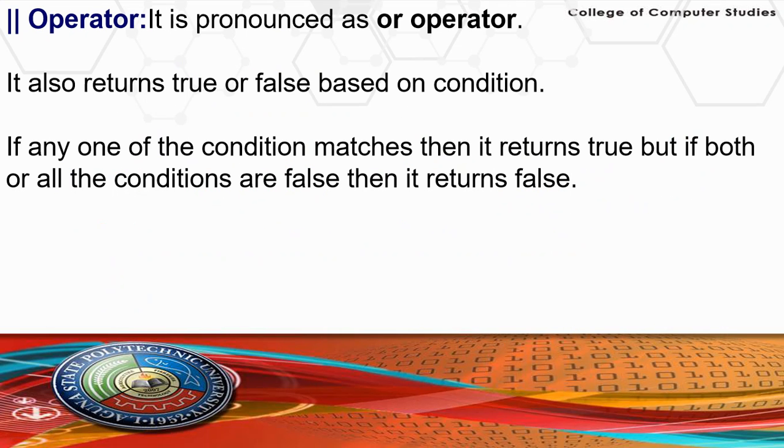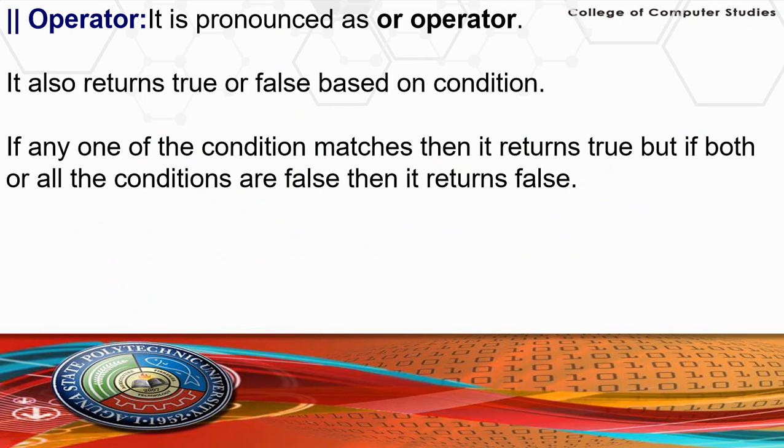Right. Next, we have the OR operator. It is pronounced as OR operator. We use the pipe symbol, the one above the Enter key on your keyboard. It also returns true or false based on the given condition. If any one of the conditions matches, then it returns true. But if both or all the conditions are false, then it returns false.